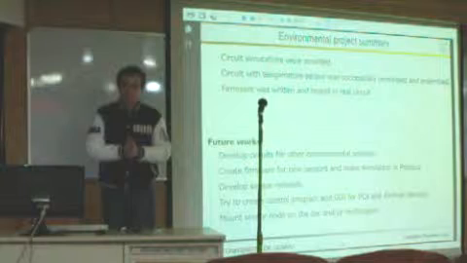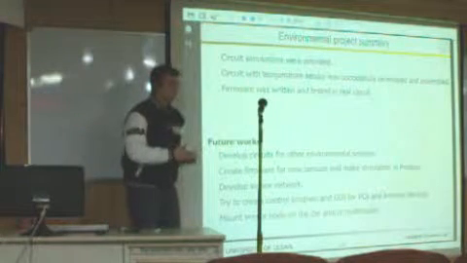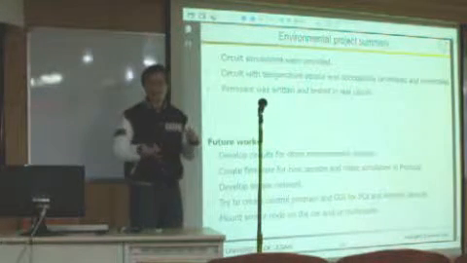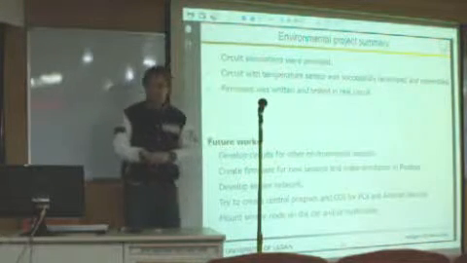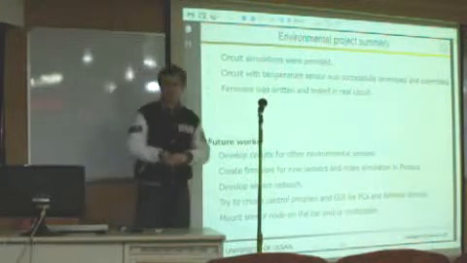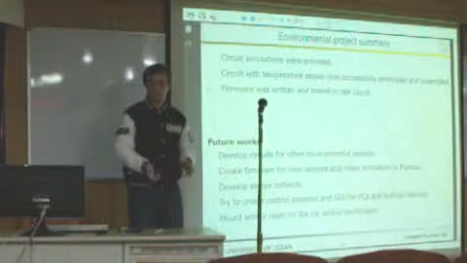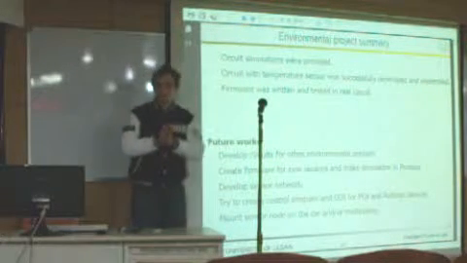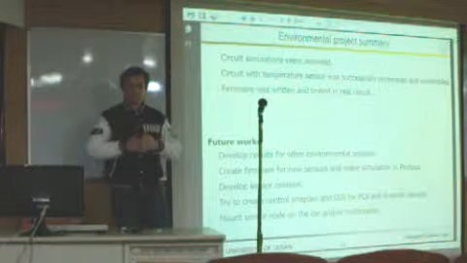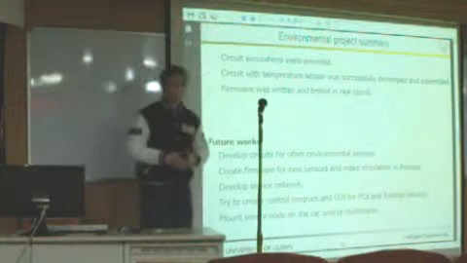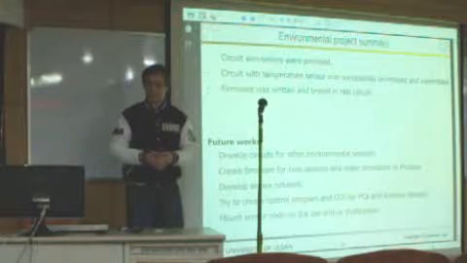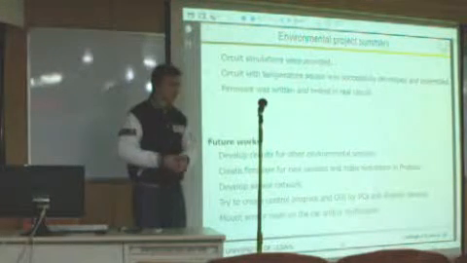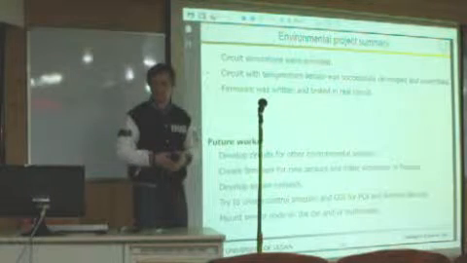Summary. I provided circuit simulations in hotels, and I created a real circuit and provided real tests, and wrote firmware and tested it. And future works. I'm going to develop circuits for other environmental sensors with the help of Yanfei, and create firmware for new sensors and make simulation of hotels.